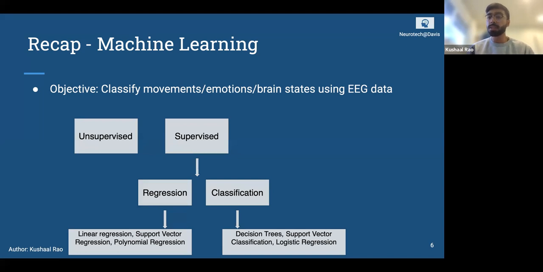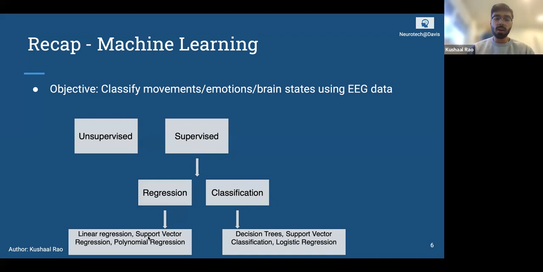Classification, for example, would be something that is categorical. So like whether you are happy or you're sad, hungry or not hungry. So our brain states often fall under categorical things, categorical buckets per se. In our case, we're trying to classify eye movements or directions like right or left or north or south. Those would be categories as well.